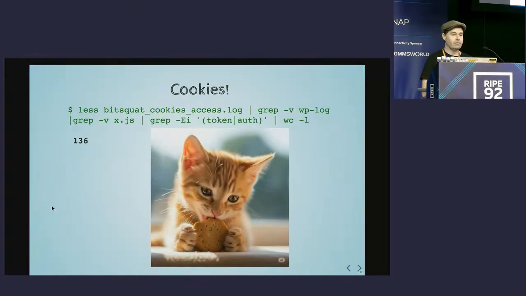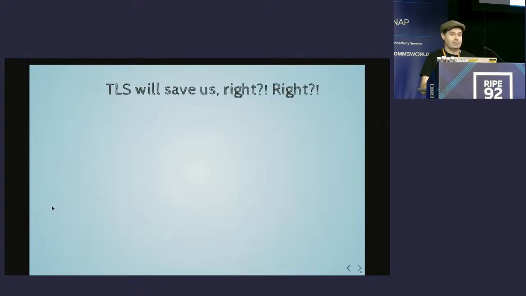This was, I believe, over one day. I just collected things that look like cookies that are authentication or login tokens. I could just collect all of those. I know where the person's trying to go. I have their auth cookie. I can just play that back.